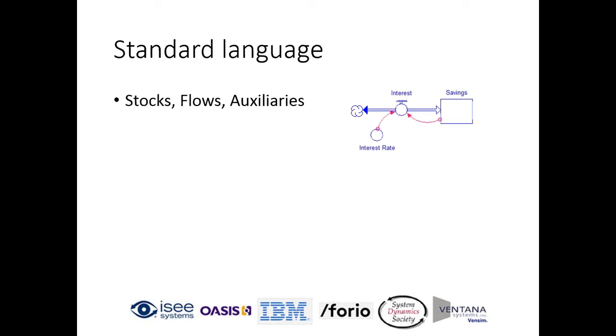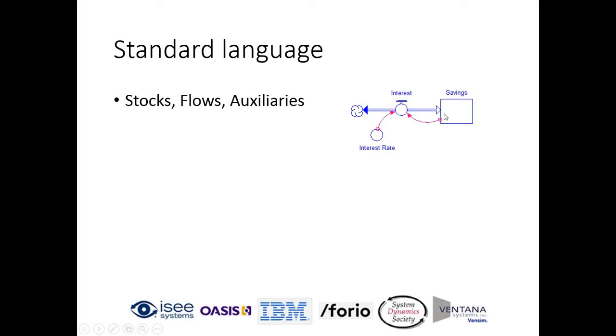The parts of the standard language that we include are the stocks and flows and auxiliaries. So if you talk about System Dynamics, this is a little System Dynamics model here. We have a stock of savings, and that gets increased by the interest we get, and the interest we get is at some interest rate, and it's compounded over time. So interest rate times our savings gives us the interest, which increases our savings, and that's what the picture would look like. So we support those basic elements.